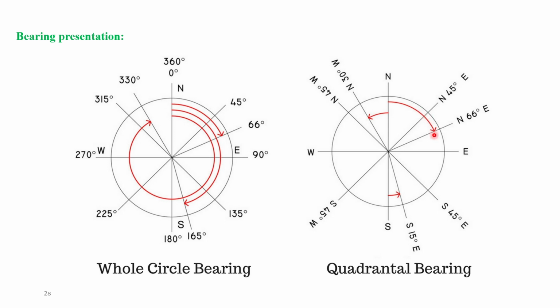Angle variation will be 0 to 90. After 90, the line will cross into this quadrant. So in this quadrant, the angle calculation will be from south. Is there any doubt?